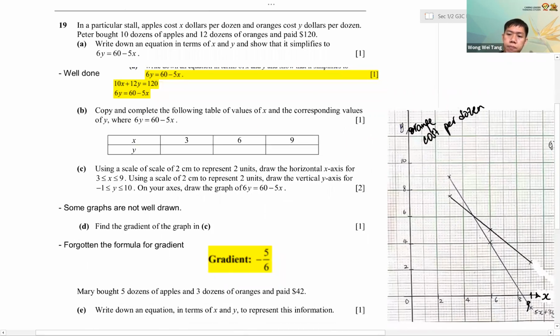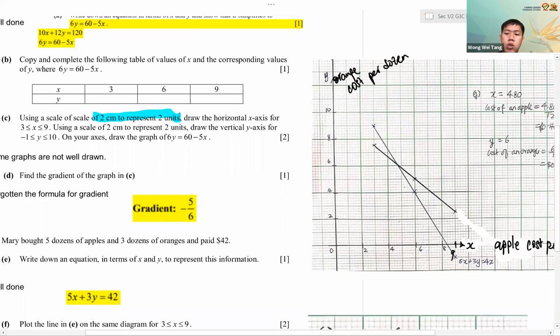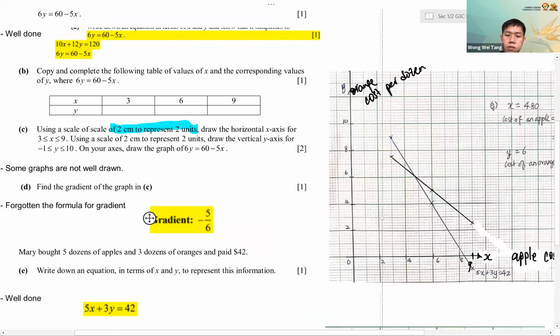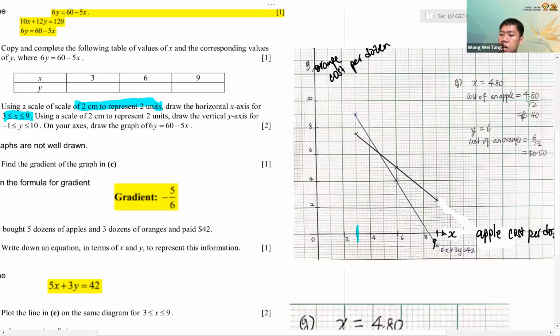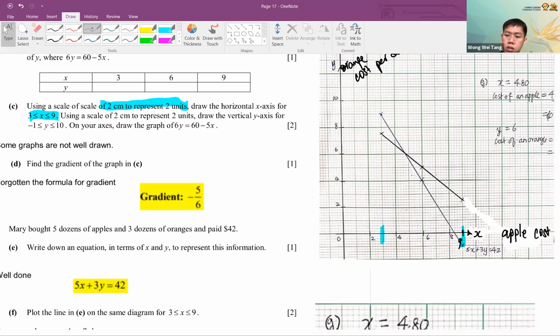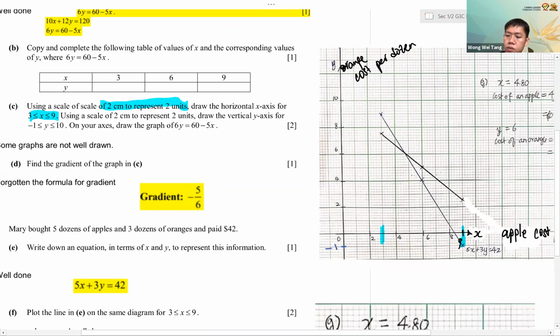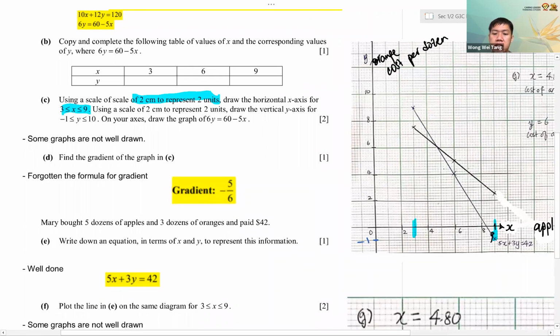So recap. Question says they want a particular scale you must follow. To draw an x-axis from 3 to 9. Okay, so your graph starts at 3 and it must end at 9. Don't need to give anything. Your graph doesn't need to extend beyond or before that. Then vertical y-axis 2 cm to 2 units. Okay, from -1 to 10. I'll put in the -1 over here to 10. Okay, so now find the gradient of the graph in part C.